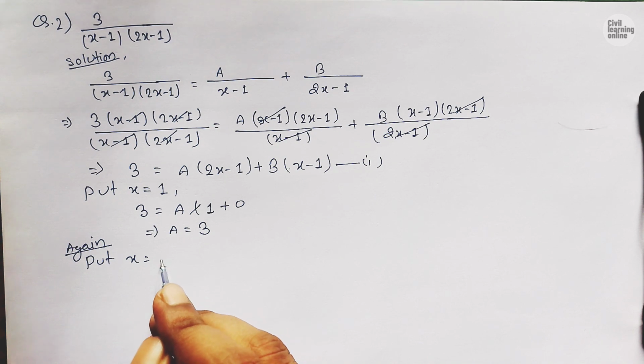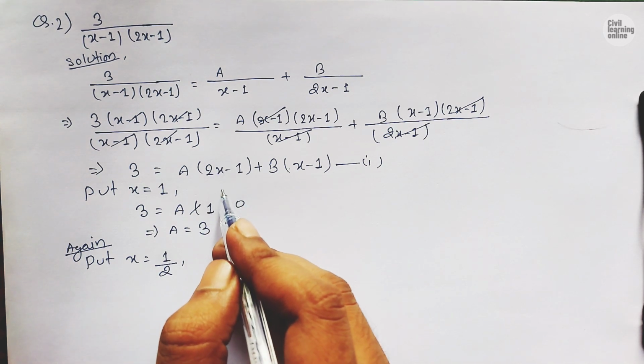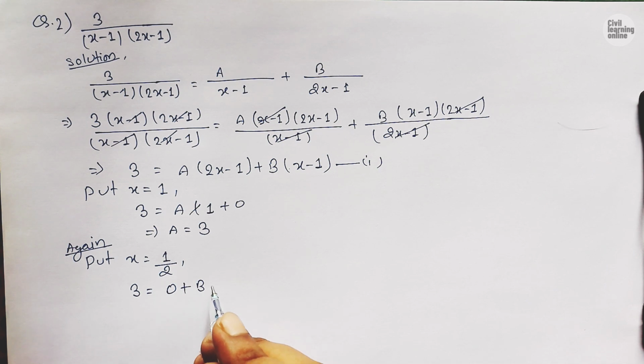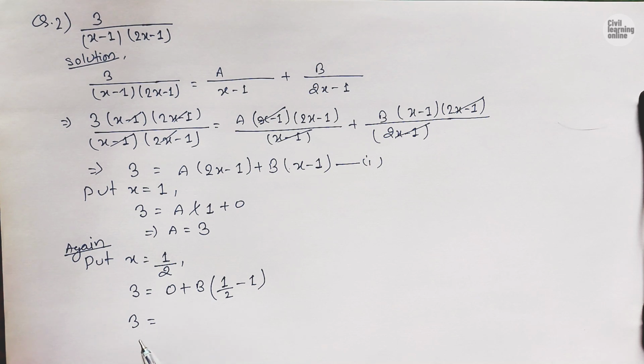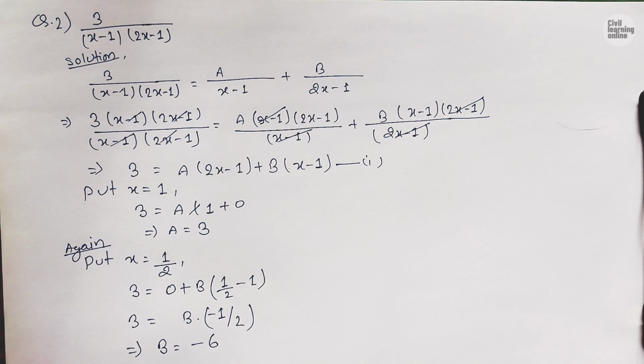Similarly put again x equals to 1 upon 2. So if we put x equals to 1 upon 2, then we will have here 3 equals to 0 plus b times 1 upon 2 minus 1. On solving this, we will get 3 equals to b times 1 by 2 minus 1, we will get minus 1 by 2. So from here we will get b equals to minus 6.